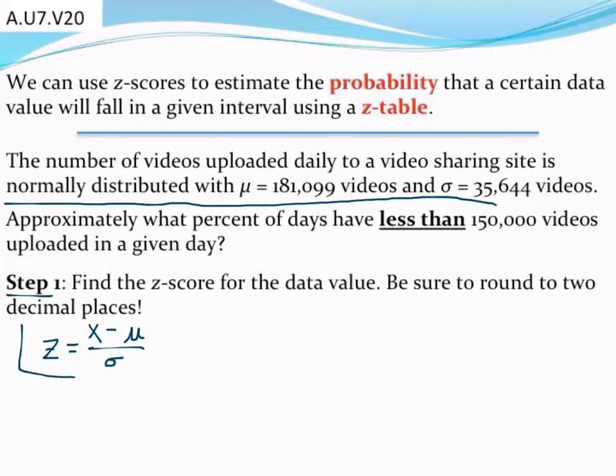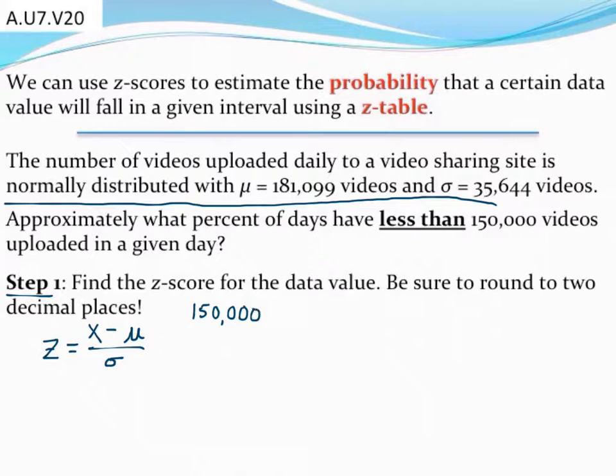Now, we've taken a look already at how to find z-scores. If you want to go back and watch one of those videos to refresh, that might be a good idea. So let's calculate the z-score for this. We want to find specifically the probability that we upload less than 150,000 videos. To do this, our x in this formula is our point of data. So our x this time is going to be the 150,000 videos we're interested in.